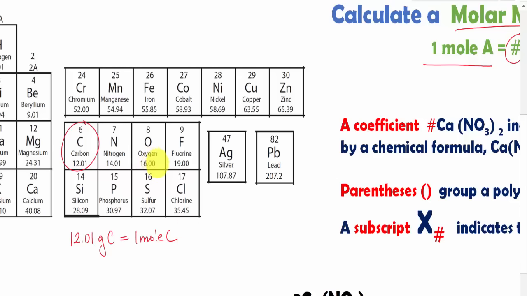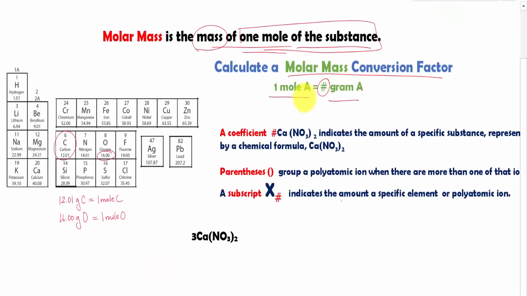Or if I look at oxygen right here, that is the molar mass of oxygen. The substance is oxygen and that is the mass, so we have 16.00 grams of oxygen equal to 1 mole of oxygen. In this case, the molar mass of carbon and oxygen are easy. We can just look at the periodic table to determine their molar mass.